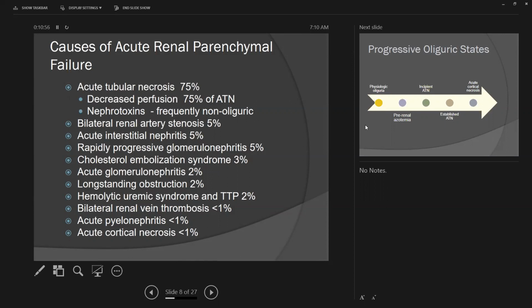I'm not going to go through this big long list. Just suffice it to say, the top three after ATN are only 5% each. Patients with bilateral renal artery stenosis, acute interstitial nephritis, and rapidly progressive glomerulonephritis due to things like lupus and ANCA-positive disease. Cholesterol embolization syndrome, I used to see it a lot more often than we do now.